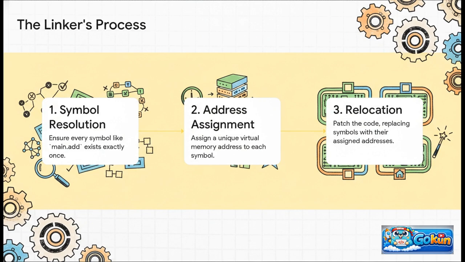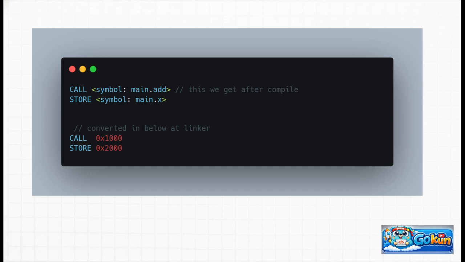Finally, and this is the most critical part, is relocation. The linker goes back through all of the machine code and essentially does a find and replace. It finds every placeholder like symbol main.add and patches it, overwriting it with the actual numerical address it just assigned. And this is the result. All those symbolic, human-friendly names are gone. The machine code is now concrete and self-contained. It now literally says, call address 0x1000 and store at address 0x2000.